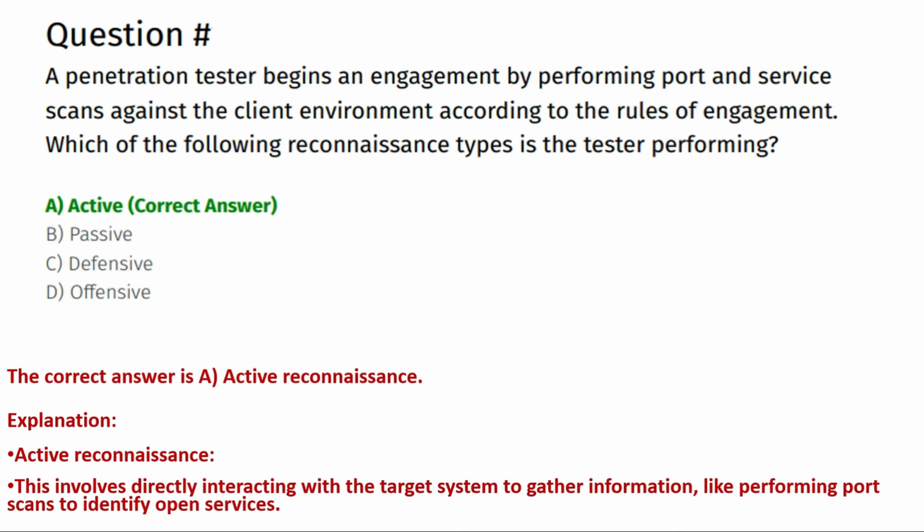Next question is, a penetration tester begins an engagement by performing port and service scans against the client environment according to the rules of engagement. So which of the following reconnaissance types is the tester performing? Option A, active. Option B, passive. Option C, defensive. Option D, offensive. And the correct answer for this question is option A, active.